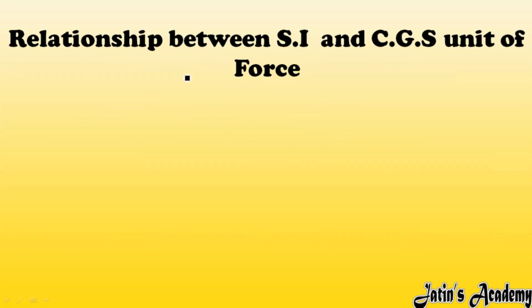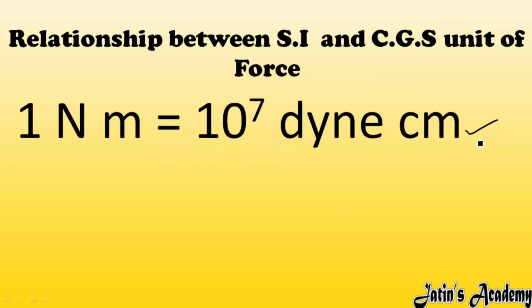Next, we have the relationship between the SI unit and CGS unit. Many times in exams, the question came: what is the relationship between the SI and CGS unit of moment of force? You have to remember this relation. 1 Newton meter is equal to 10 raised to the power 7 dyne centimeter. As you know, Newton meter is the SI unit and dyne centimeter is the CGS unit.